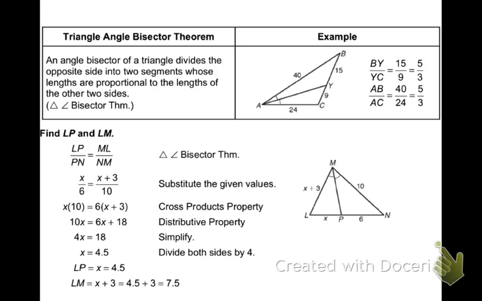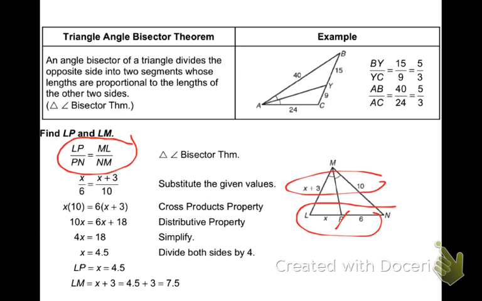And again, they show that BY over YC would be the same as AB over AC. Okay. Again, you can set proportions. As I look down below, find LP and LM. Recognize they compared LP to PN. So they said x over 6 is the same thing as x plus 3 over 10, which is true.